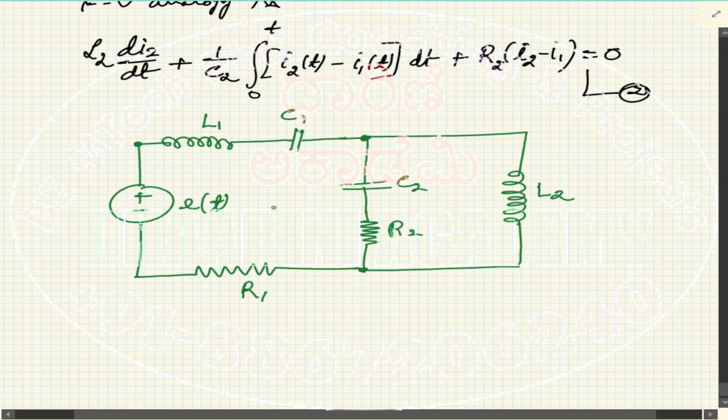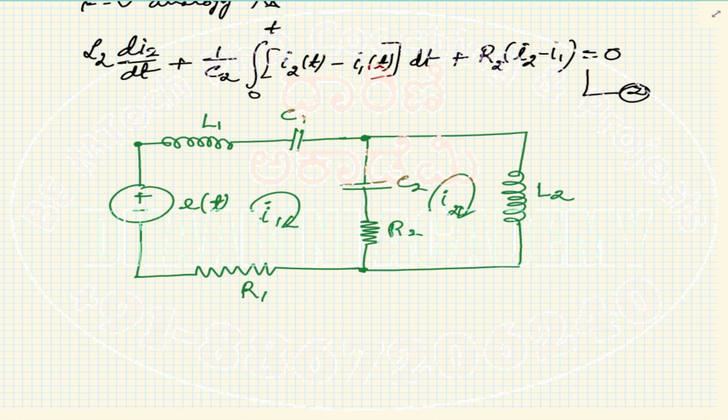Whatever currents we measure, we are assuming this to be I1, and this is I2. They have to be opposite in direction because we always are writing I1 minus I2 or I2 minus I1. So when we mark the currents, it is expected to be in opposite directions, like this. All right, so this is the answer. Please go through this once and let me know if you have any doubt.